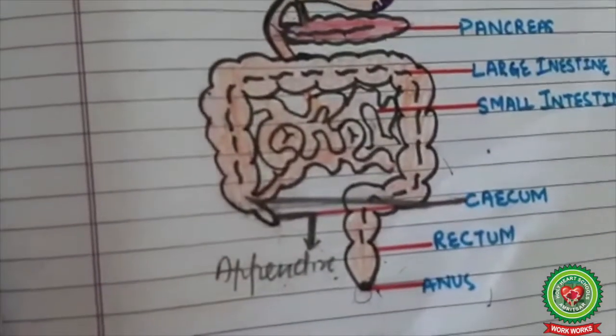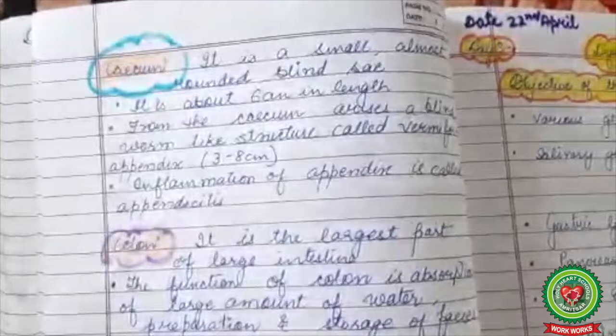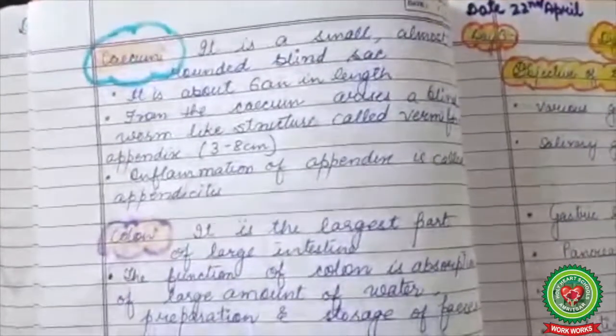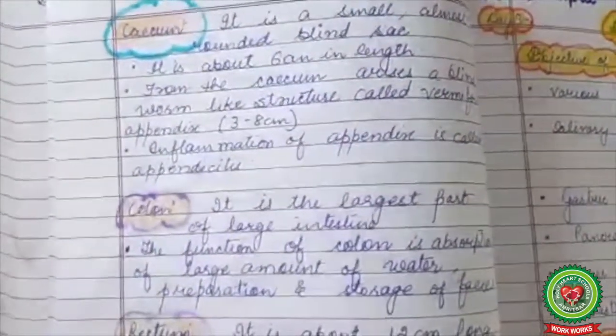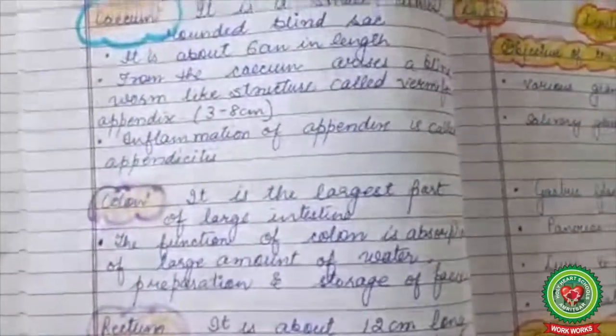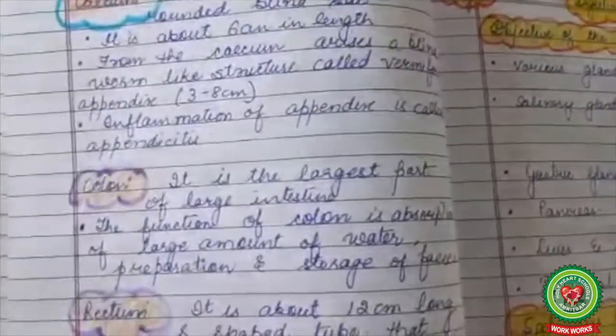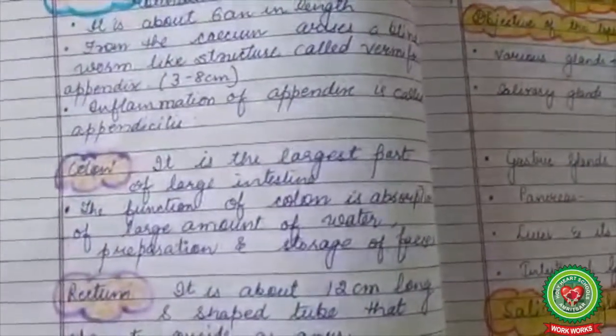Their functions we will now discuss. The cecum is a small, almost rounded blind sac. It is about 6 centimeters in length, and from the cecum arises a blind worm-like structure called the vermiform appendix, as I have shown you right now. Inflammation of the appendix is called appendicitis.